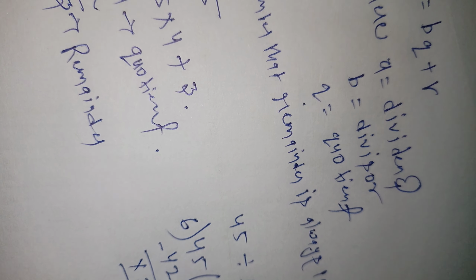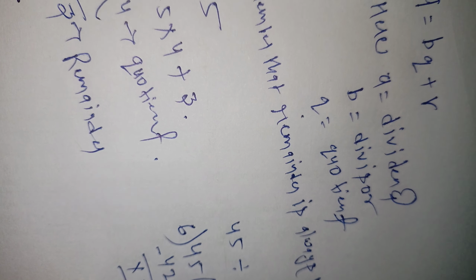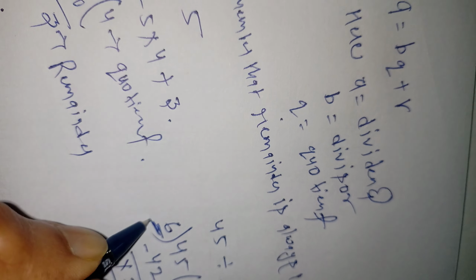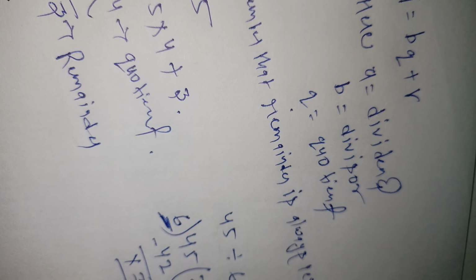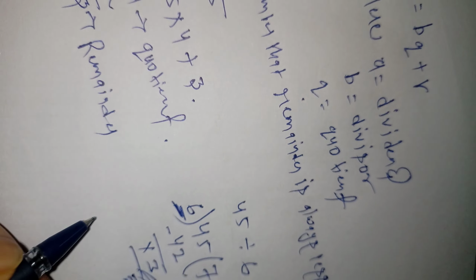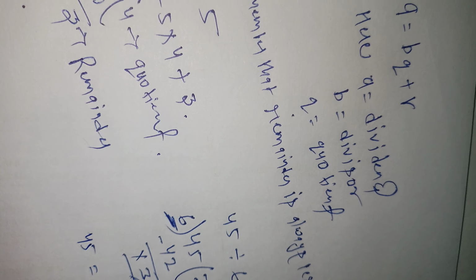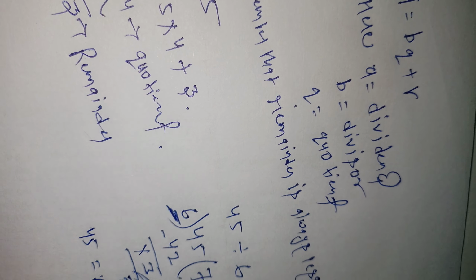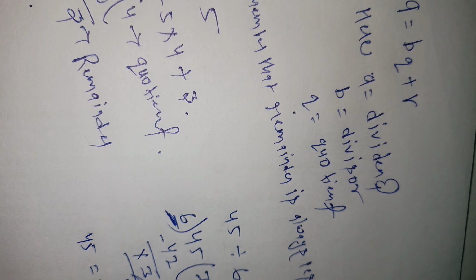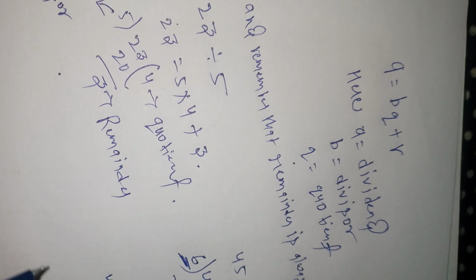Here you can see that remainder is always less than divisor. Understand? Our quotient is 7. Now we can write it 45 equal to 6 into 7 plus 3. Understand?